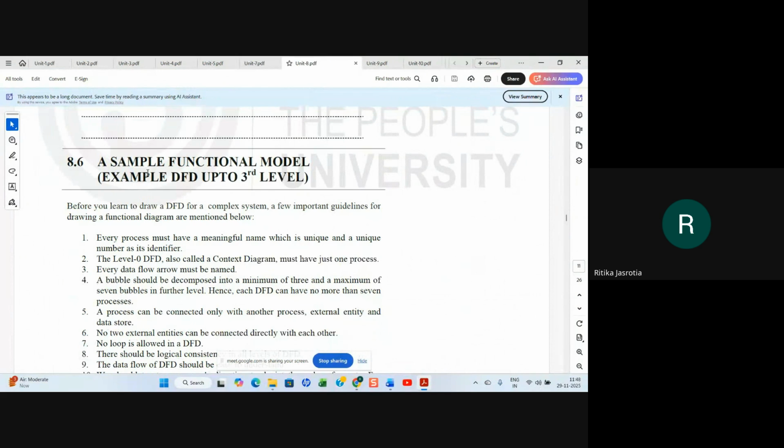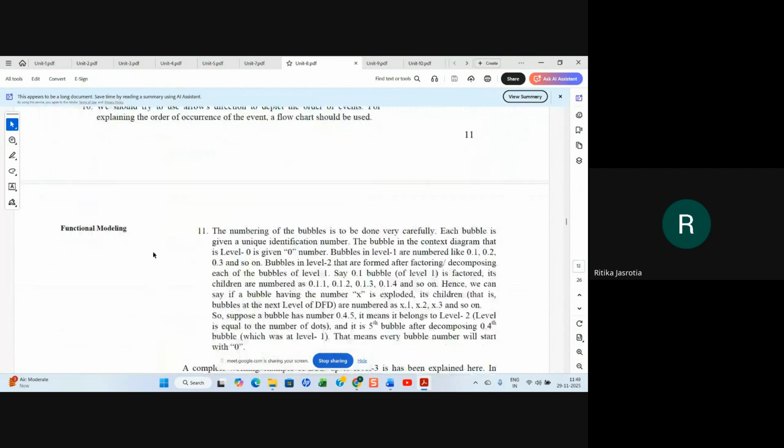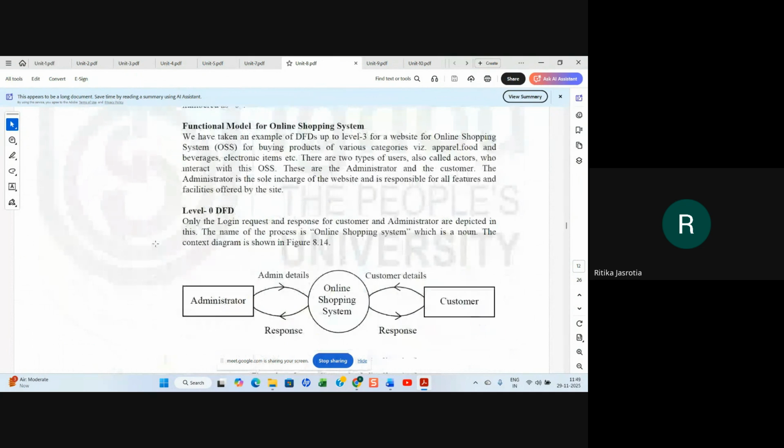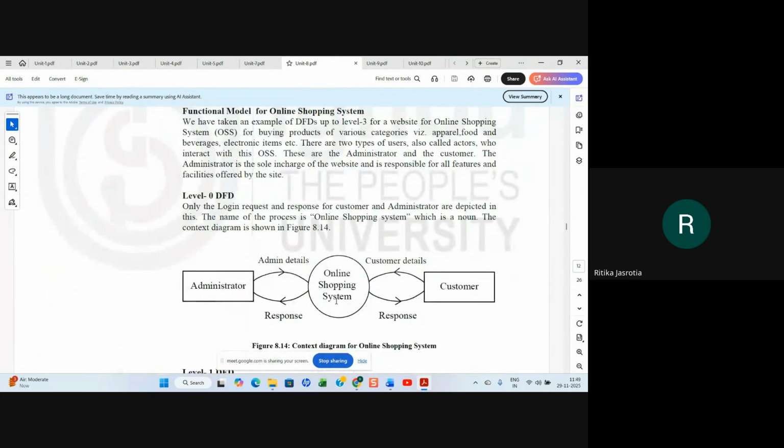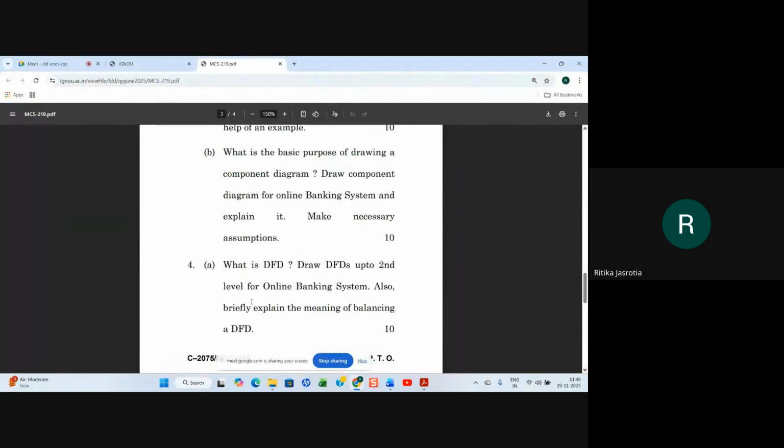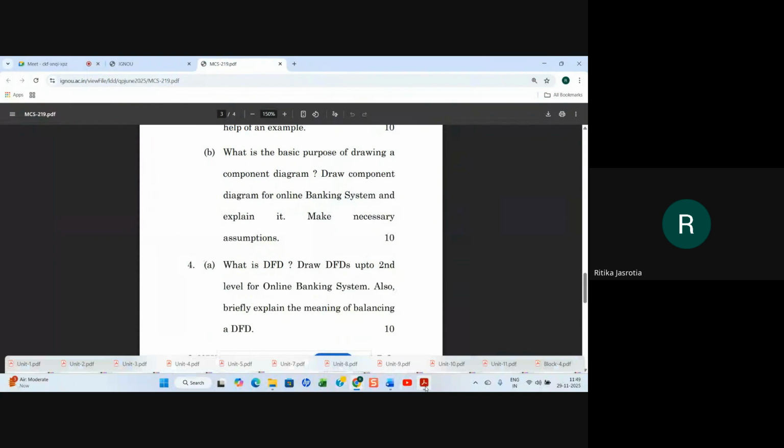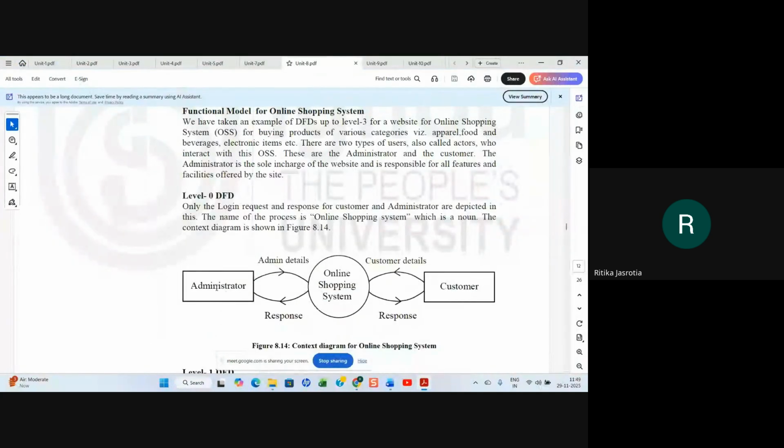So they have made a simple sample functional model. Here they are giving you an example. This is for an online shopping system. You have to make it for an online banking system, I think. Yours is online banking system. This is for online shopping system. So you have administrator, you have customer. Administrator gives the admin details and gets a response, and customer also gives the customer details and gets a response. This is a context level DFD, right?